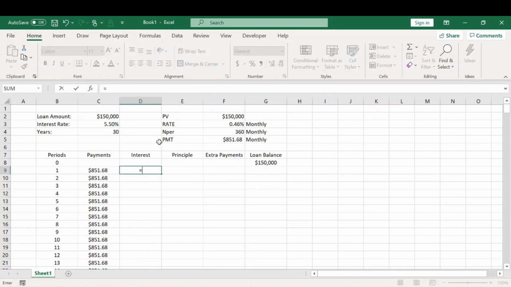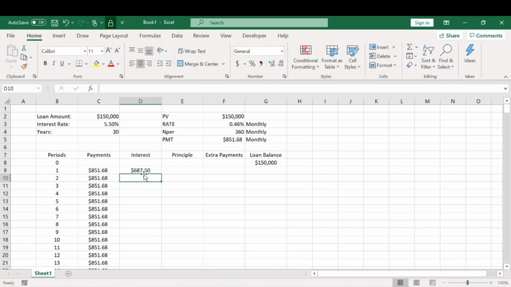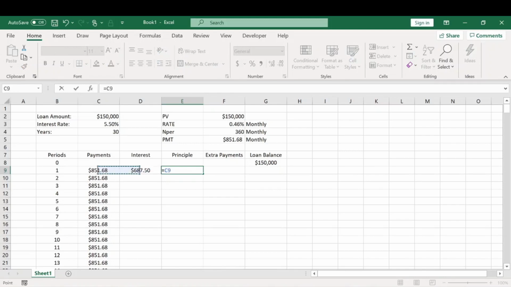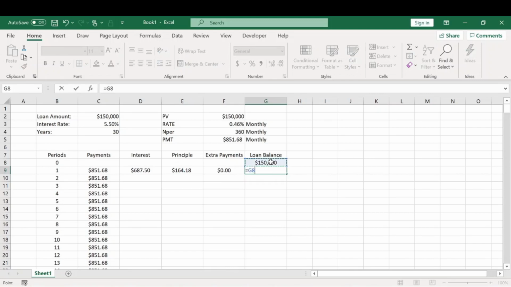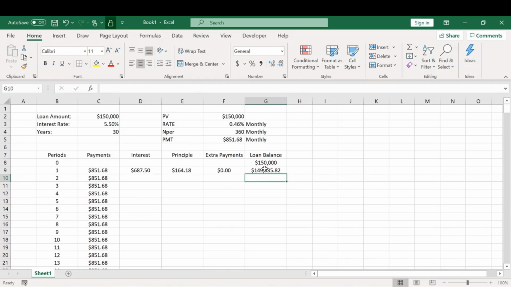The interest that we pay off this payment is calculated by taking the loan amount times the rate. Of this $852 payment, we're paying $687 in interest. The principal is just the payment minus the interest. For now, we'll keep our extra payments at $0. Then our loan balance is the previous month's loan balance, and we will subtract the principal, and then we will subtract any extra payments that we have. This is the remaining balance of the loan after the first month.